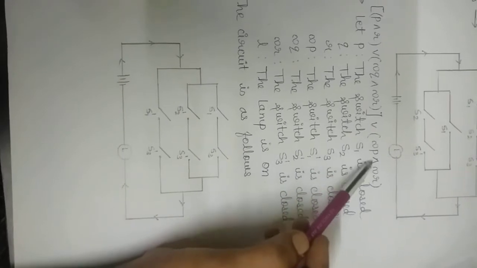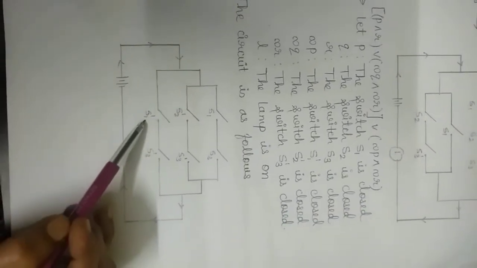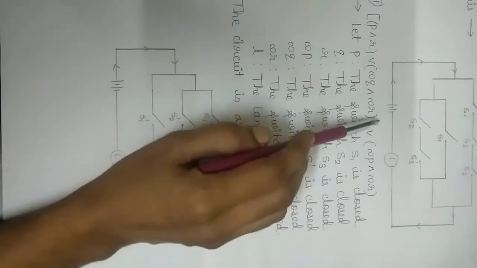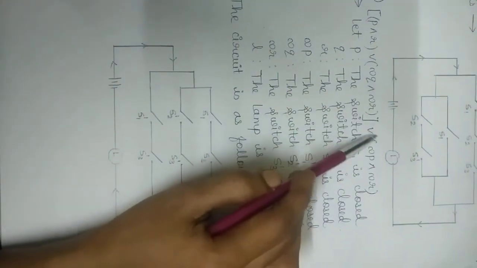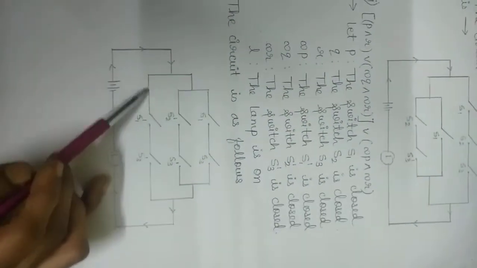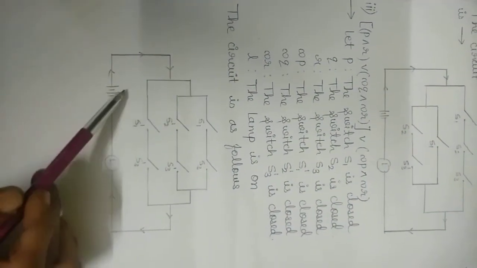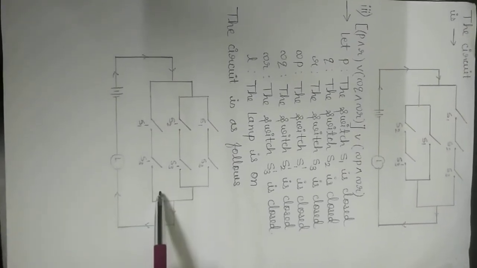Then negation of P and negation of R means these two are connected in series, so here we have S1 dash and S3 dash. Now the entire rectangular bracket and this one more, both are connected in parallel, so here we will draw a parallel connection, and this together we will attach to a battery and lamp. So this will be our circuit.